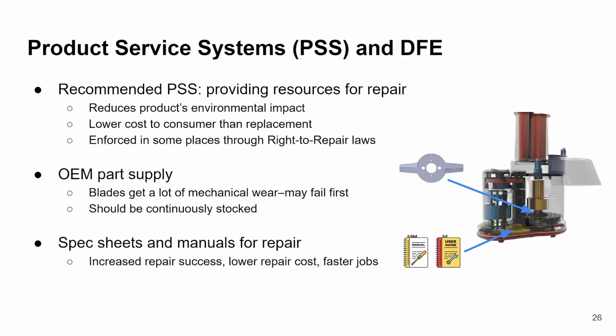A good PSS for the food processor is providing resources for repair. This includes parts supplied by the OEM, such as replacement blade sets, as well as spec sheets and manuals for repair. Repairs reduce the environmental impact of the food processor since they use less resources and create less pollution than replacing the entire product. Most repairs cost less than replacing the entire unit as well. Providing this PSS is enforced in some places with right to repair laws, which require OEMs to provide parts and publicly available information for repairs.